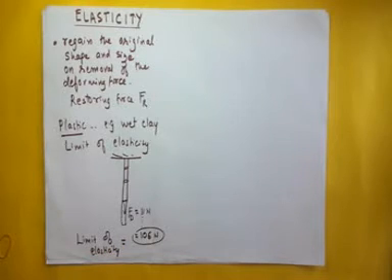So limit of elasticity is the value of a deforming force which, if applied on an object, makes the object lose its property of elasticity. And different materials would have different values of limits of elasticity. Correct. So we have looked at limit of elasticity.